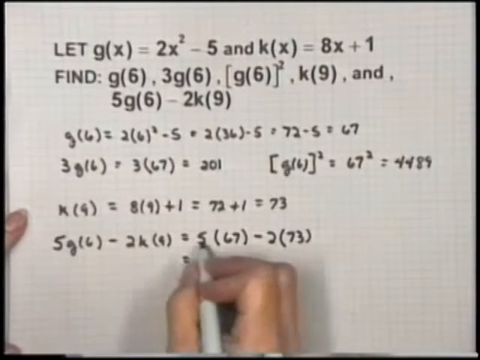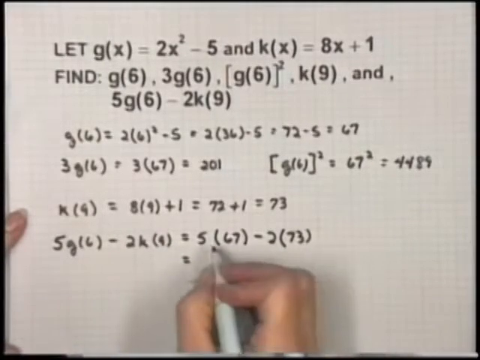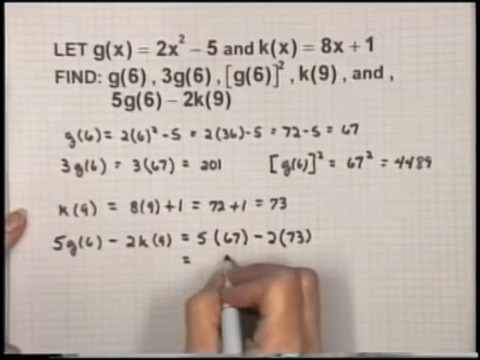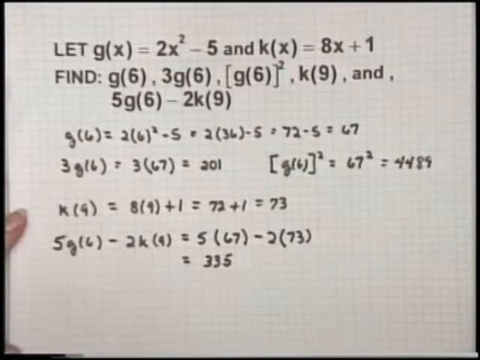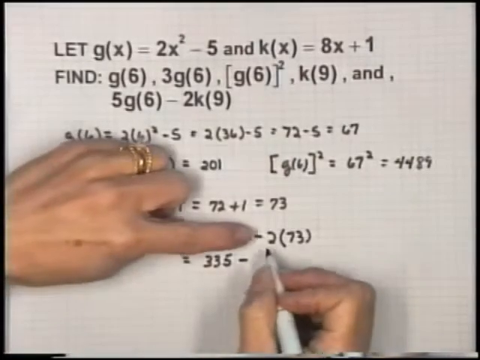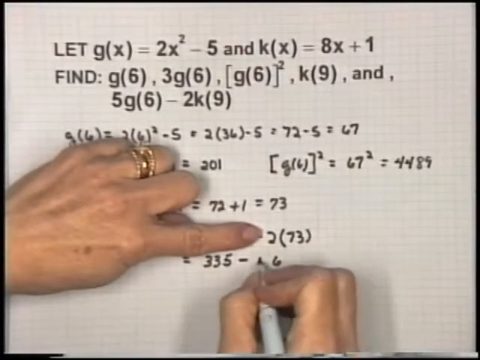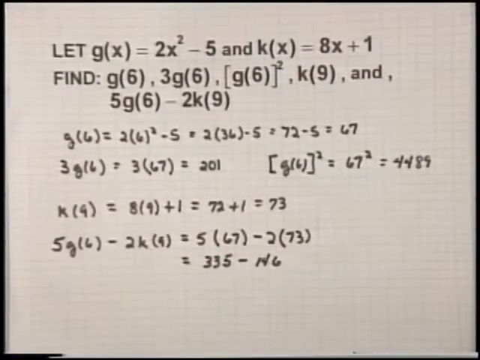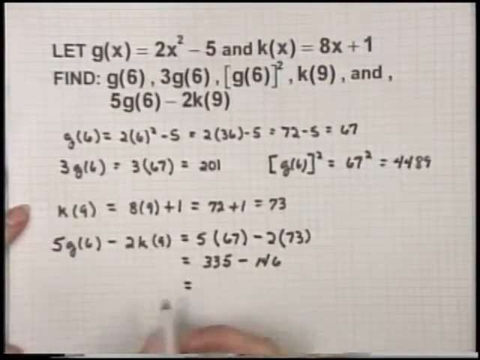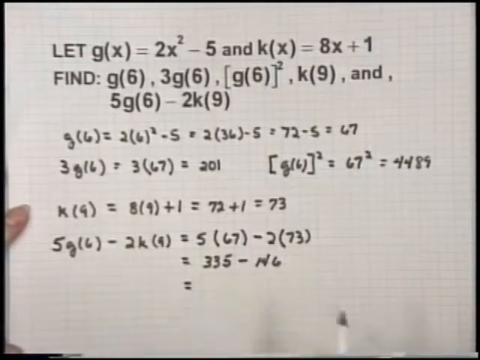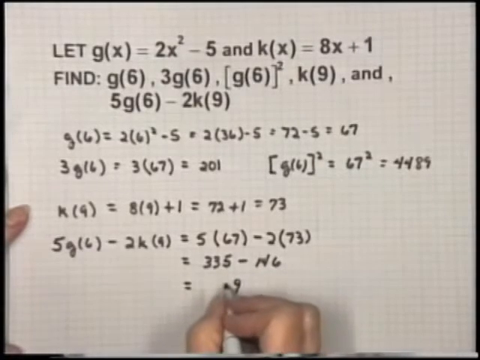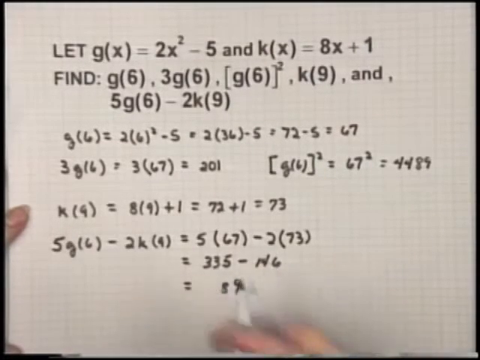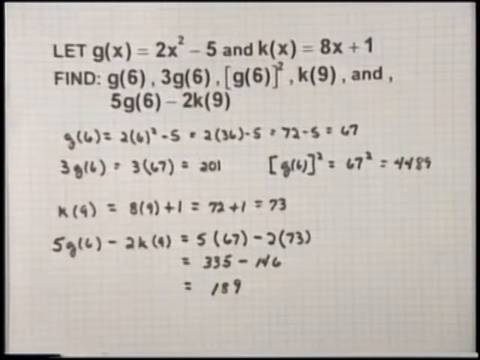Let's do the arithmetic. 5 times 67. 5 times 7 is 35. I'm carrying 3. 5 times 6 is 30. Plus 3 is 33. Minus 2 times 73 is 146. And then finally doing the subtraction. 6 from 15 is 9. I had to borrow. 4 from 12 is 8. I borrowed. 1 from 2 is 1. 189.